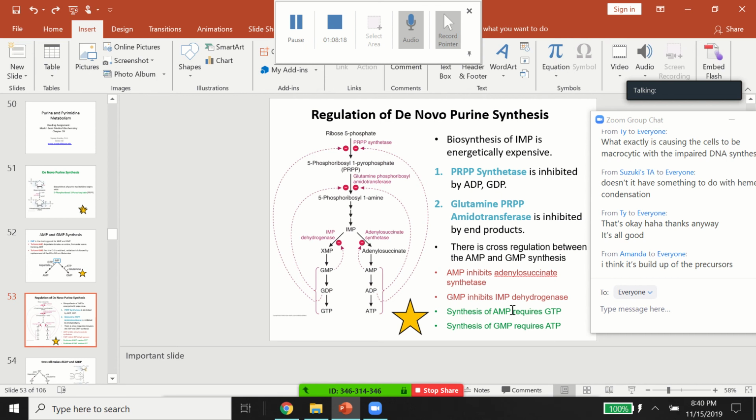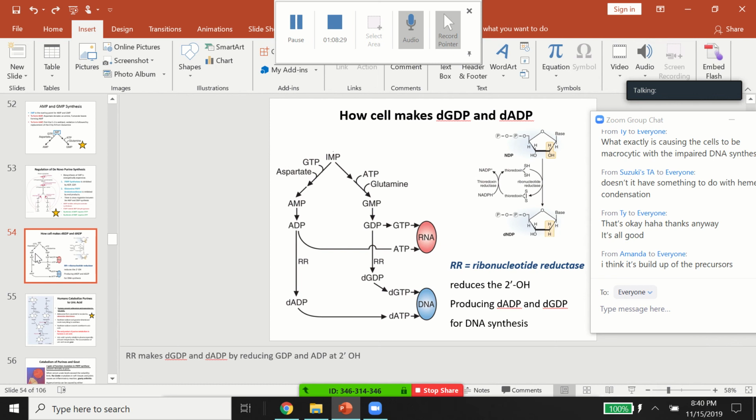Okay. Now, synthesis of AMP requires GDP, and synthesis of GMP requires ATP. If you remember, we just said that on this last slide, so it's already summed up for you. Now, how does the cell make dGDP and dADP? If you remember, that's basically the last step before you get dATP and dGTP in order to form DNA, the building blocks of DNA. Which enzyme do you need to form that dGDP and dADP? It's RR, ribonucleotide reductase. Very important enzyme. Make sure you know that enzyme and where it takes place in this pathway.